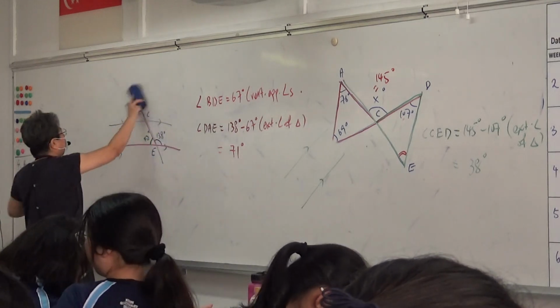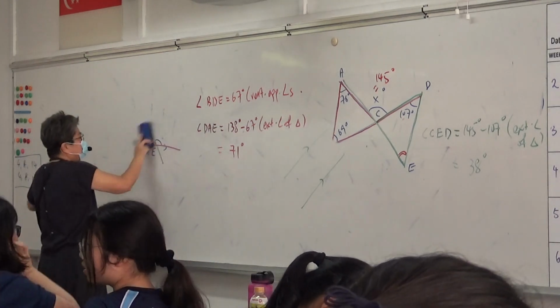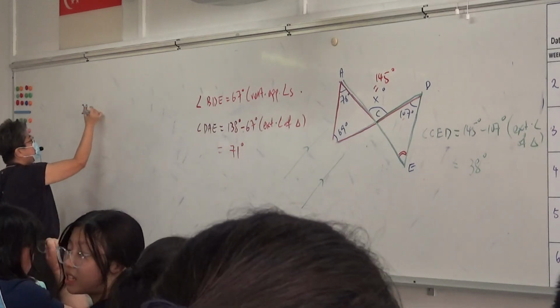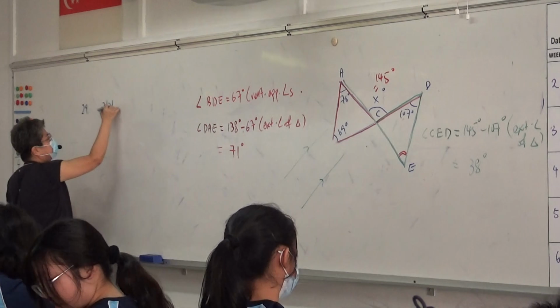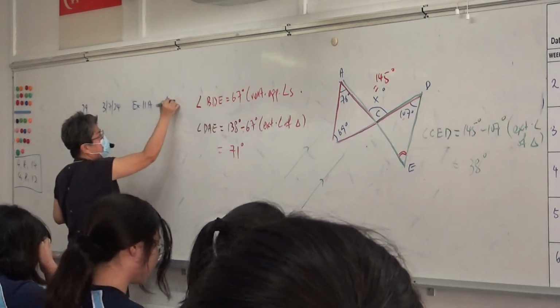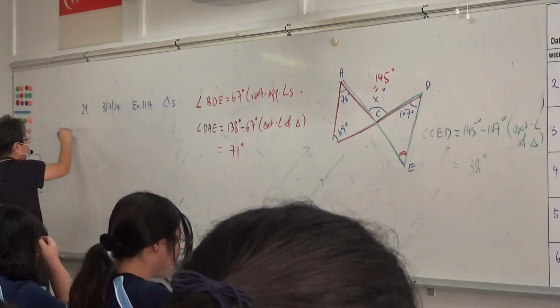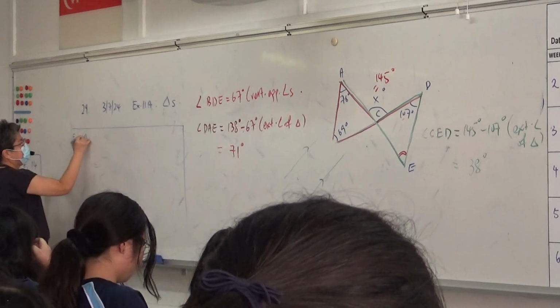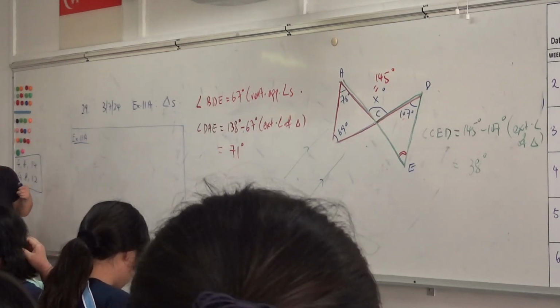21. Now I write 29, is it? Okay. 29, today's date. Just write down triangles. Is it 29? Okay.